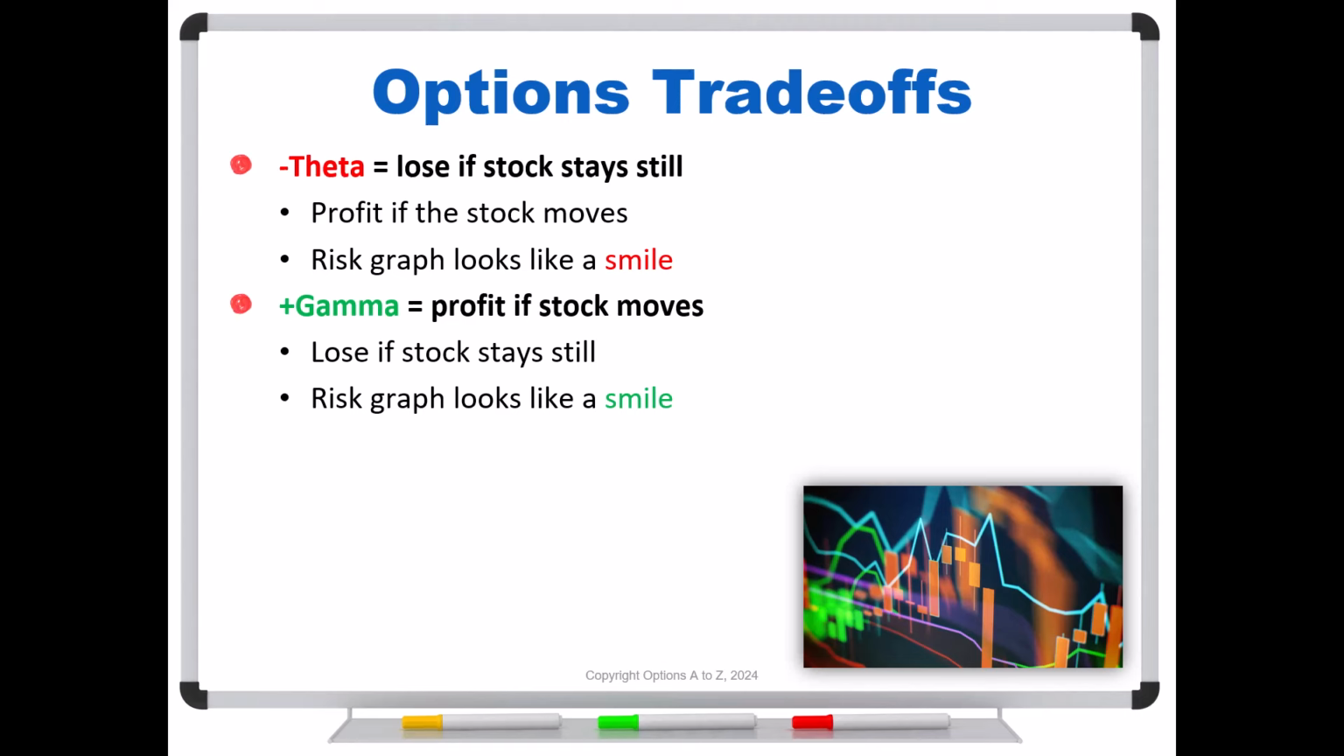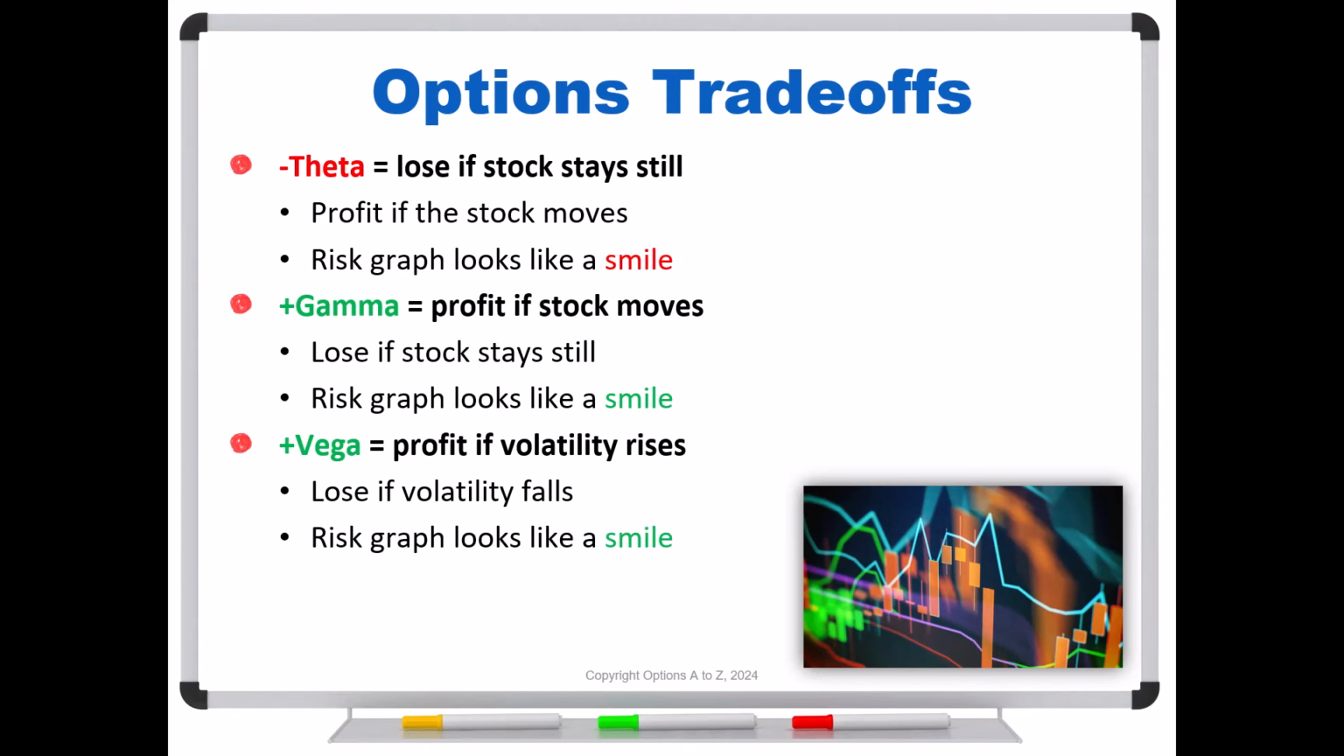Now, if you have positive gamma and negative theta, you are also going to have positive vega. Again, you're buying an option, and that means you will profit if volatility rises. So the volatility moves from, let's say, 20% to 21% or 25%. That's an increase in volatility, and that's going to help all options, calls and puts. But of course, if you're on the opposite side, you're going to lose if volatility falls. And with positive vega, your risk graph looks like a smile. So notice the connection just among these three.